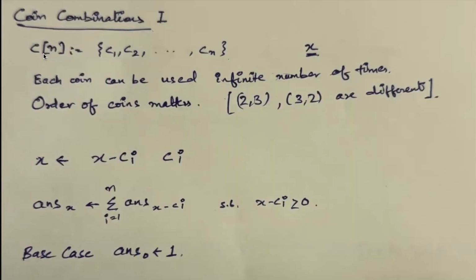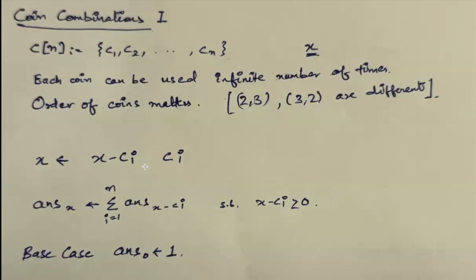So reiterating the question, this is your coins array of size n, and the coins you have here are C1, C2, C3, and so on till Cn. The sum which you want to achieve is this x. Each coin can be used an infinite number of times, as we saw in the example. Order of coins matters. That is, we are considering ordered pairs. Suppose you had to make a sum of 5, then 2 comma 3 and 3 comma 2 will be considered different.